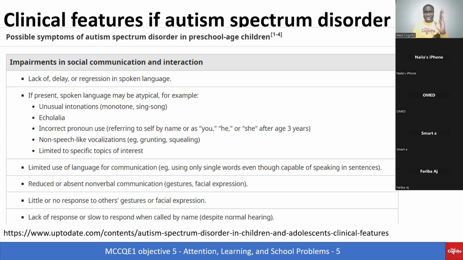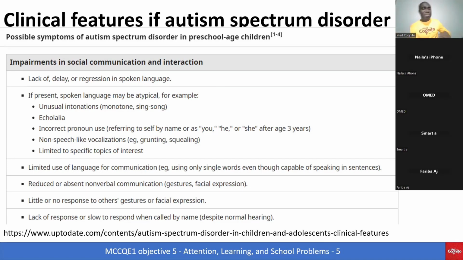So there's delay of spoken language. Number 2, if the child even has spoken language, there is unusual intonation. There's echolalia. Echolalia is making unreasonable sounds and unreasonable words. Incorrect pronoun use, like the child is speaking to somebody who is a male and she's using "she", or the patient is using "you". It does not jive. And most of the time that is after the child is 3 years and above.